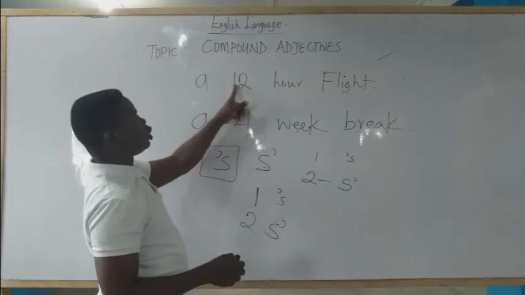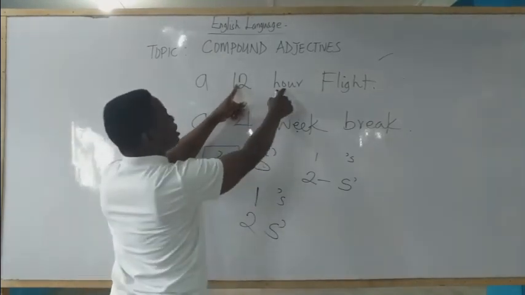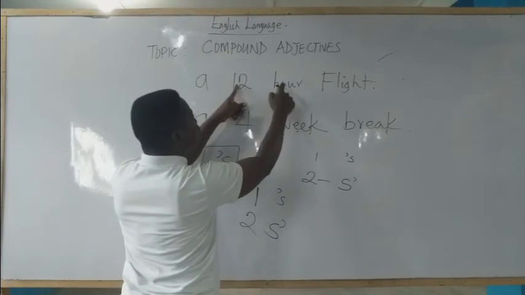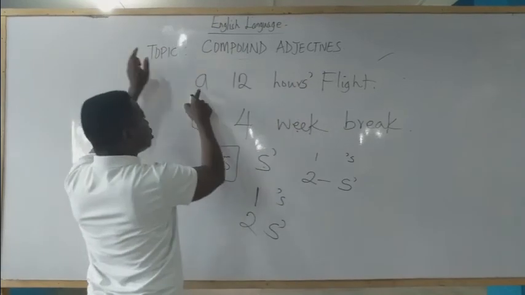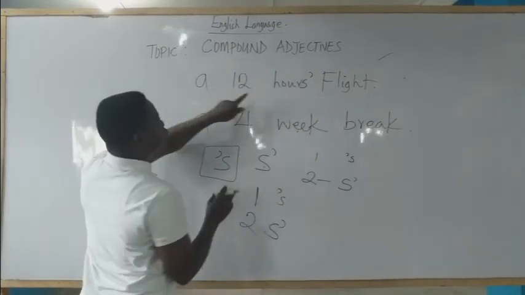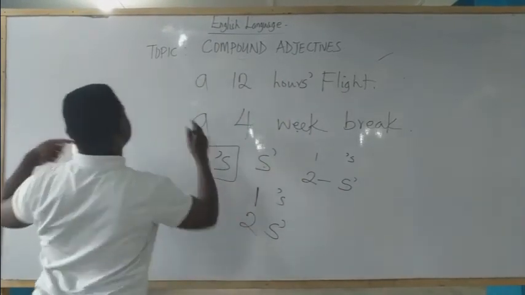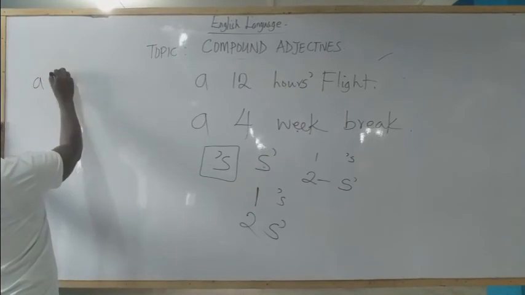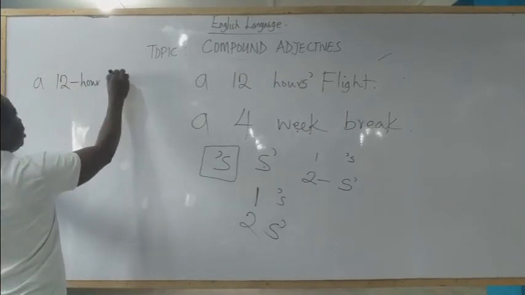Now check this. What is this? 12. 12 is plural. That will affect this noun to be in plural form, S and an apostrophe. So this one is a 12 hours' flight. This is correct. This word, I can also write it in 2 other ways. What are the 2 other ways? It can be a 12-hour flight. This is correct.